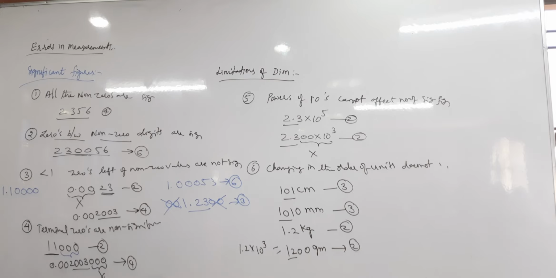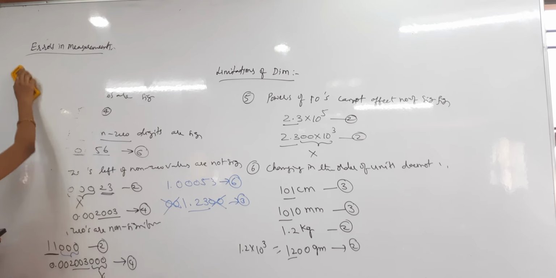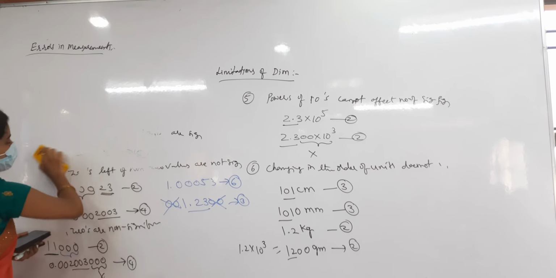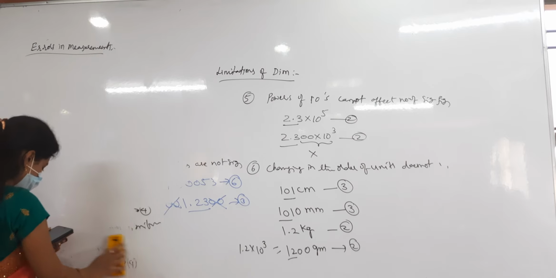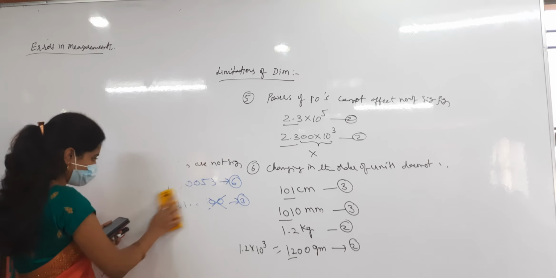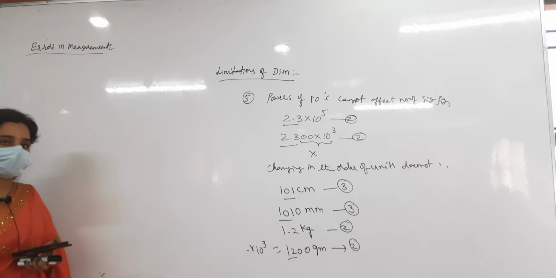Find the number of significant figures in the following values. First one, 1, 2, 3, 7, 6. How many figures? 5. Next, 6024.7. Again, how many? 5.